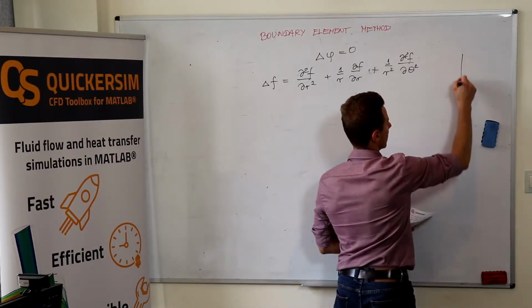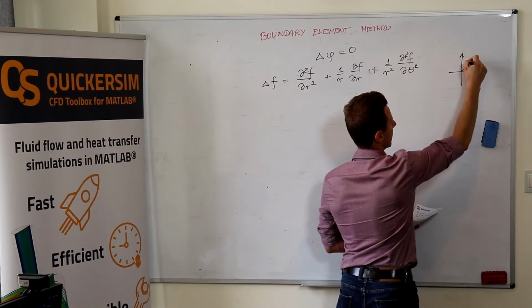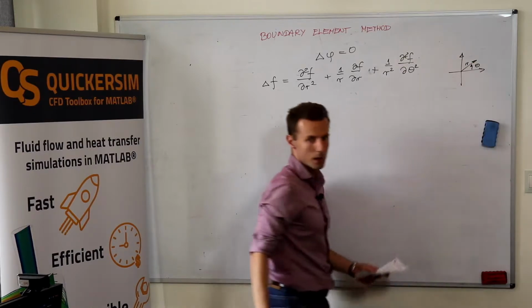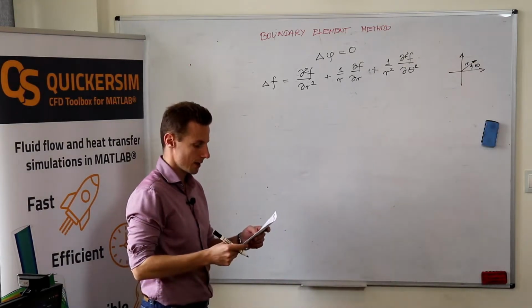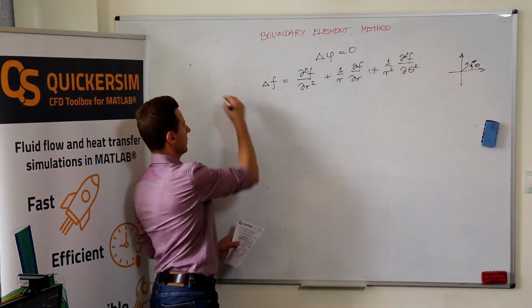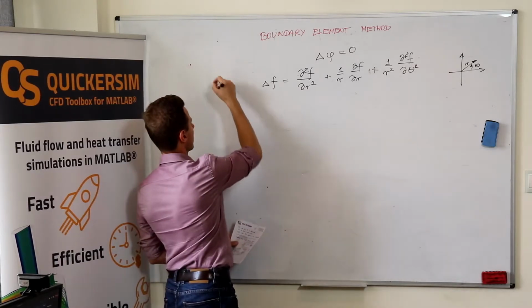Well, and this is r, this is theta. We've got polar coordinates, and that's it. It's for 2D, obviously. In spherical coordinates, you would have more.